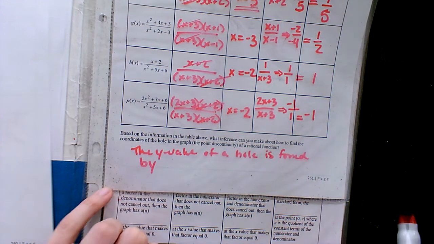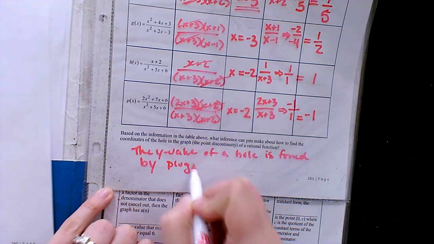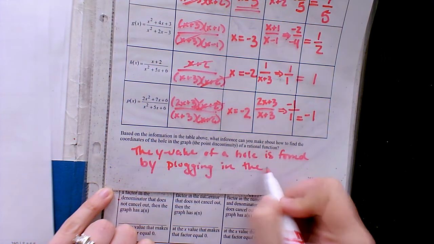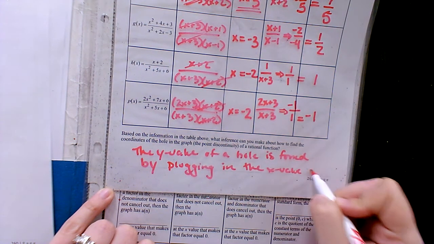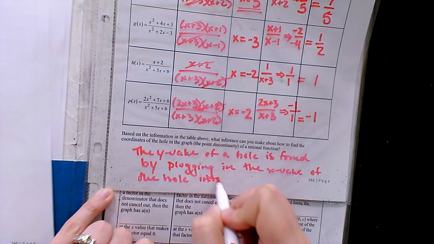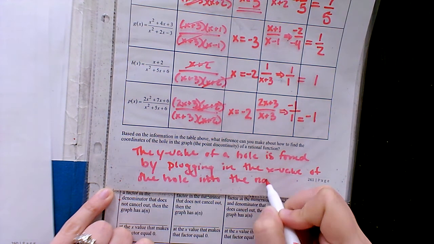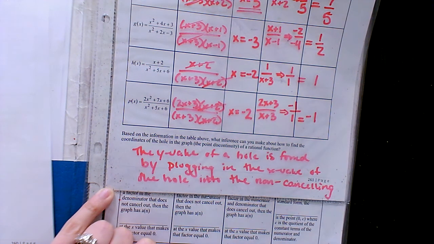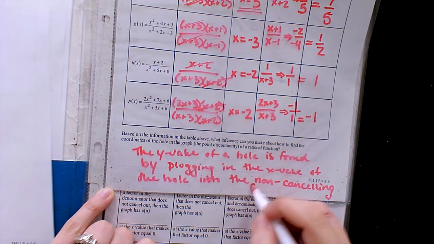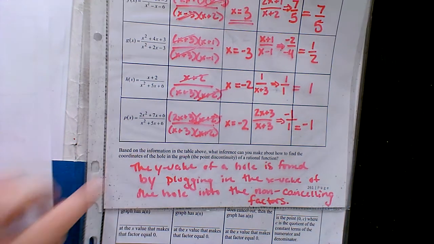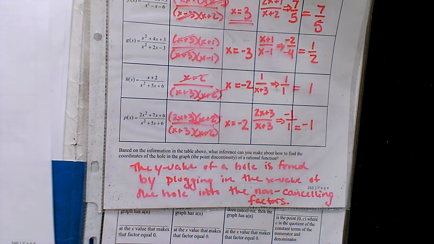What do you think, Noah? Okay, by plugging in the x value of the hole into the non-canceling, okay, leftover, if you will, non-canceling factors. I like it. Okay, so I know we've talked about a lot of different properties of these rational functions.